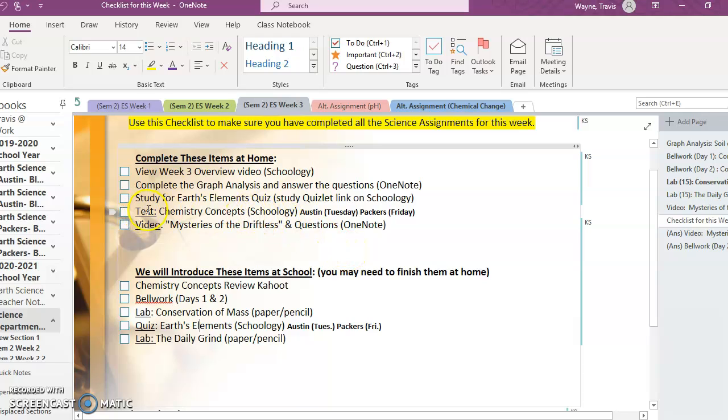All right. In regards to the test, as I mentioned, there are two assessments. One we are going to be doing in school. Austin's on Tuesday, Packers, you guys are going to be Friday. Your other assessment, which is the chemistry concept test, is going to be done from home. So you have plenty of time to work on it. You don't have any distractions, things like that. Take your time, work through it, and you'll be just fine.